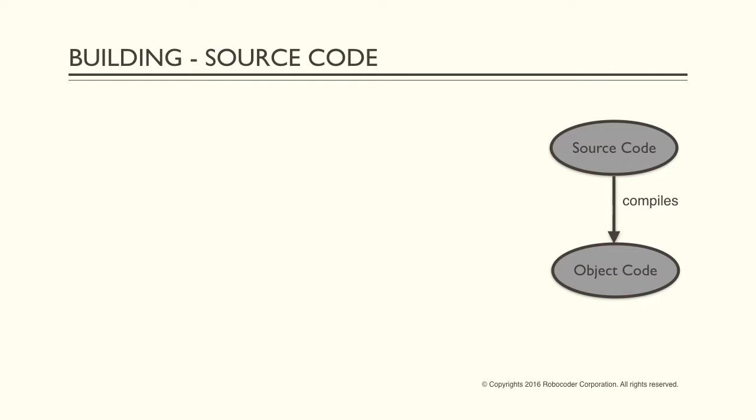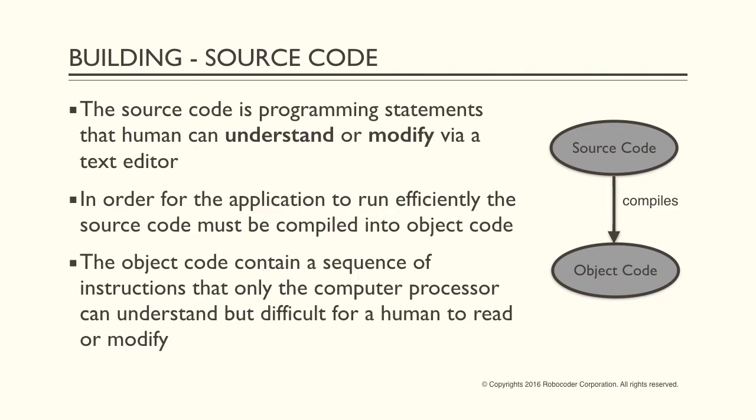The source code is programming statements that human can read or modify via a text editor. That is, by reading the source code, you can understand how everything works in your application. The source code is also needed for modification, either manually through a text editor or via Rintagi's generation and regeneration.